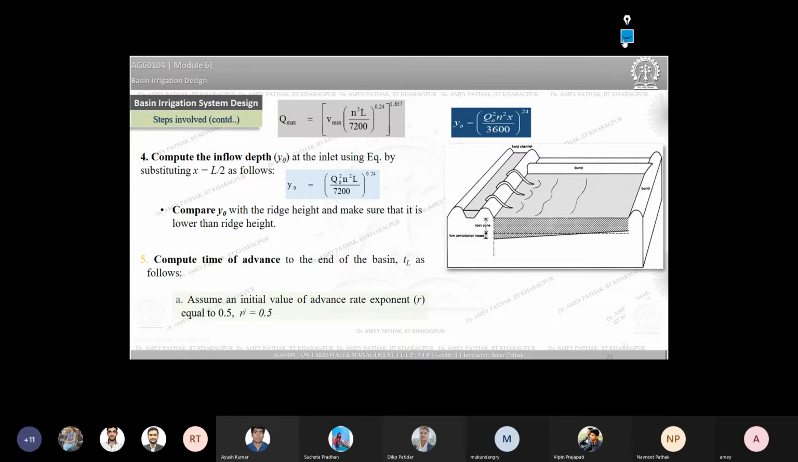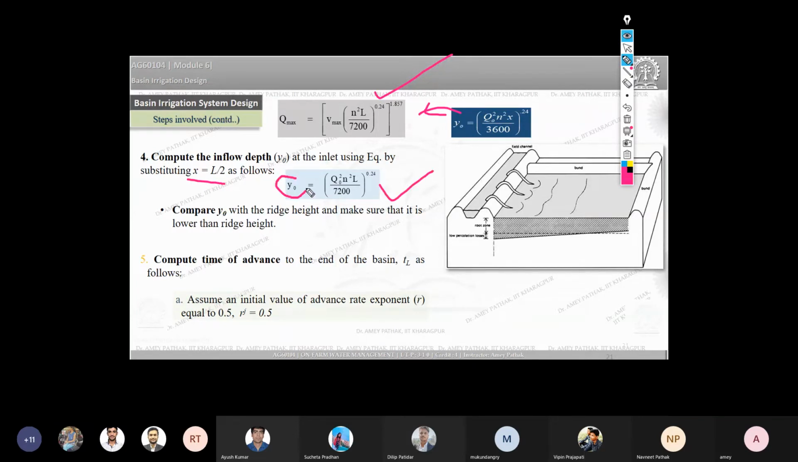Okay, so this is the expression that we have seen. This is actually coming from this one. Compute the inflow depth y0 at the inlet by substituting x is equal to L by 2. So y0 is given by, so we know this equation. Substitute x is equal to L by 2 here, average length. So here L by 2, you will get this expression.